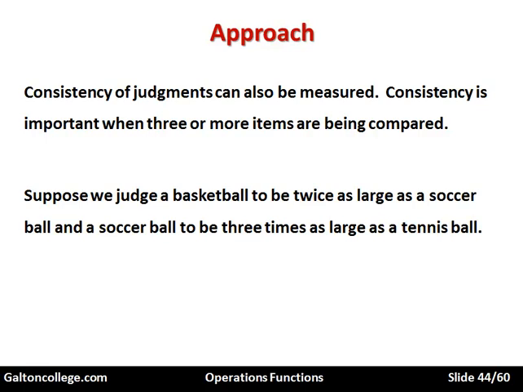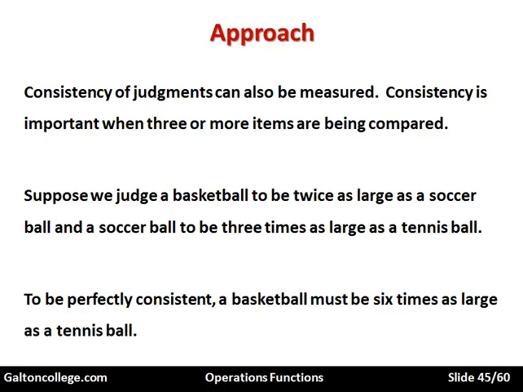Suppose we judge a basketball to be twice as large as a soccer ball, and the soccer ball is 3 times as large as a tennis ball. Now, these are objective measures of size. We have a basketball which is twice as large as the soccer ball. The soccer ball is 3 times as large as the tennis ball. To be perfectly consistent, a basketball must be 6 times as large as a tennis ball. That's consistency.